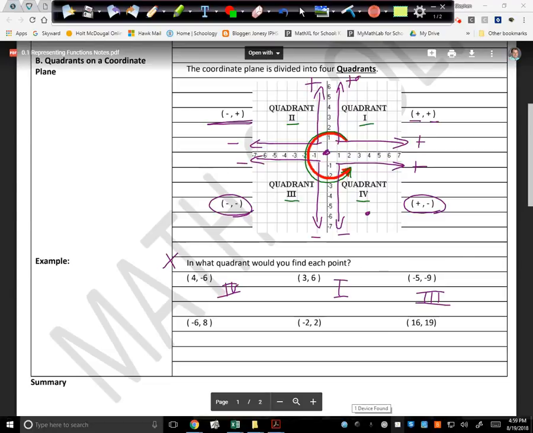So this should be fairly easy for you guys. The next one, -6, 8. So it's to the left 6, up 8. The left and up means it's going to be in quadrant 2.